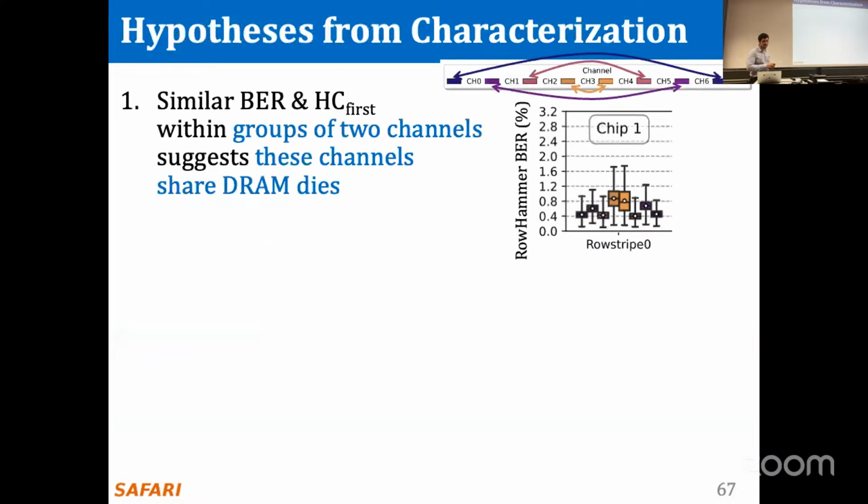So some hypotheses, and then I'll need to accelerate. We attribute the similarity in bit error rate within groups of two channels to their physical placement inside the DRAM die. We think that groups of two channels might be sharing the same DRAM die. You might have 4 DRAM dies stacked and 2 channels on each die. And maybe the process variation affects the dies in a way that they end up having similar bit error rates from RowHammer.